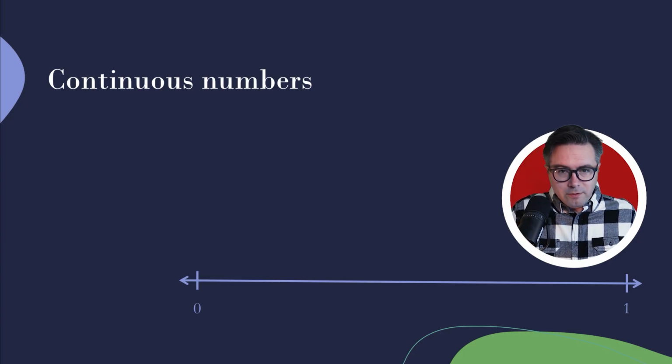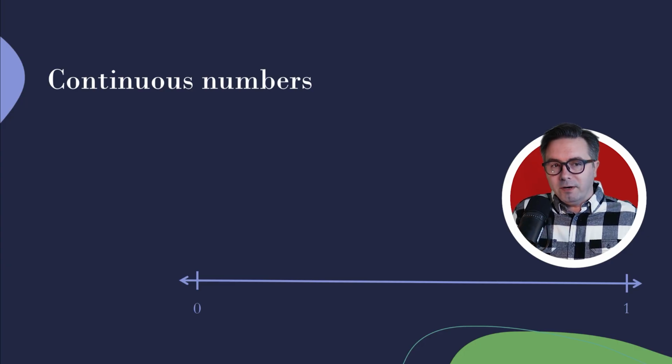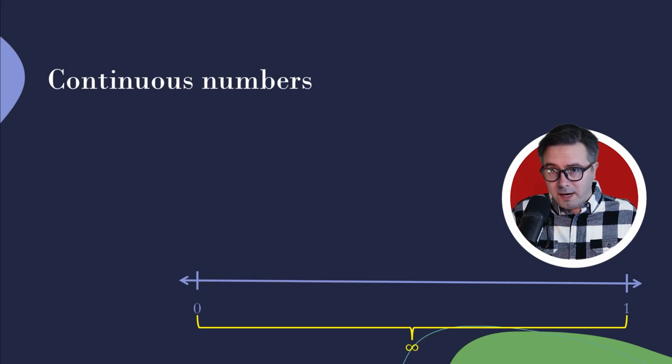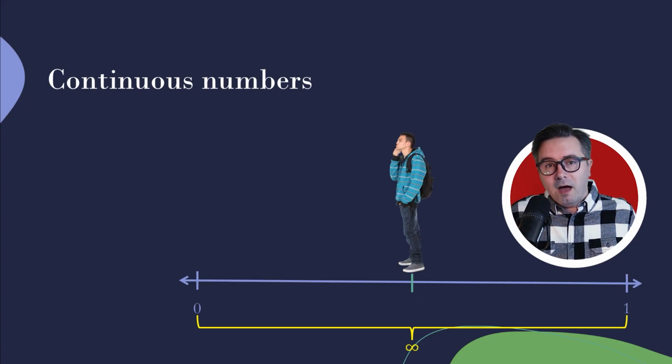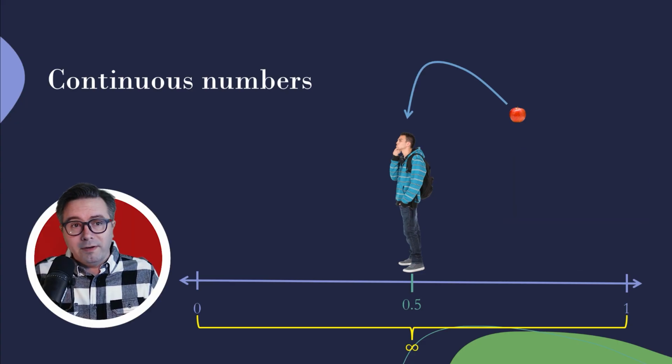So first of all, we got to understand infinite numbers in a weird way. So we're going to talk about all the infinite numbers between 0 and 1. And let's say that we have a person there at 0.5 and thinking about the probability of that apple hitting the person right on the head. We want to know the probability of that apple going to that 0.5 in that line, right?